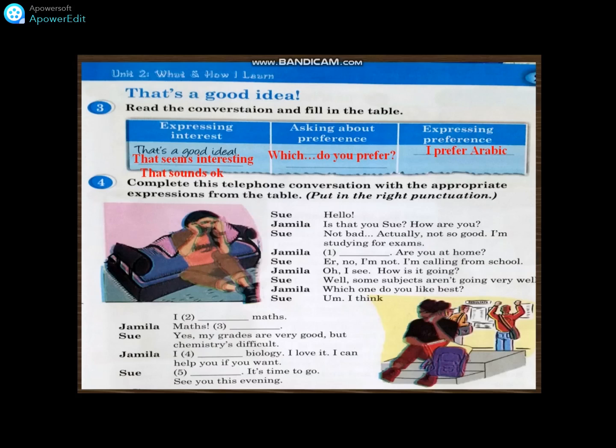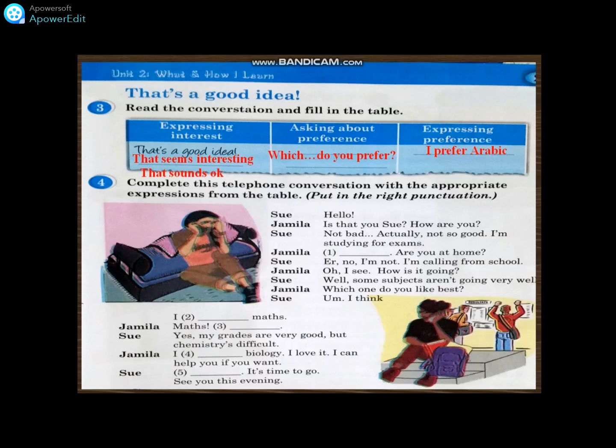Okay, let's correct now. Look at the conversation between Sue and Jamila. Hello. Is that you, Sue? How are you? Not bad. Actually, not so good. I'm studying for exams.